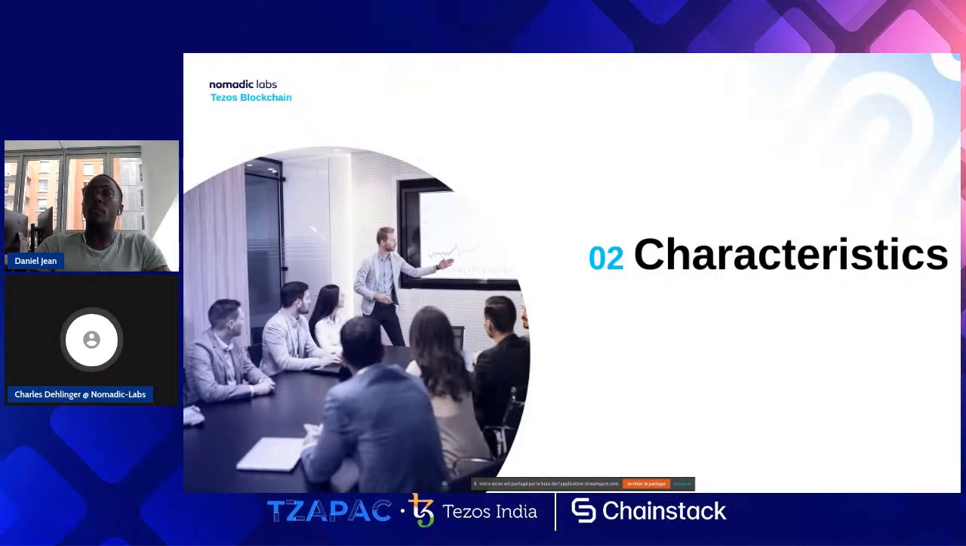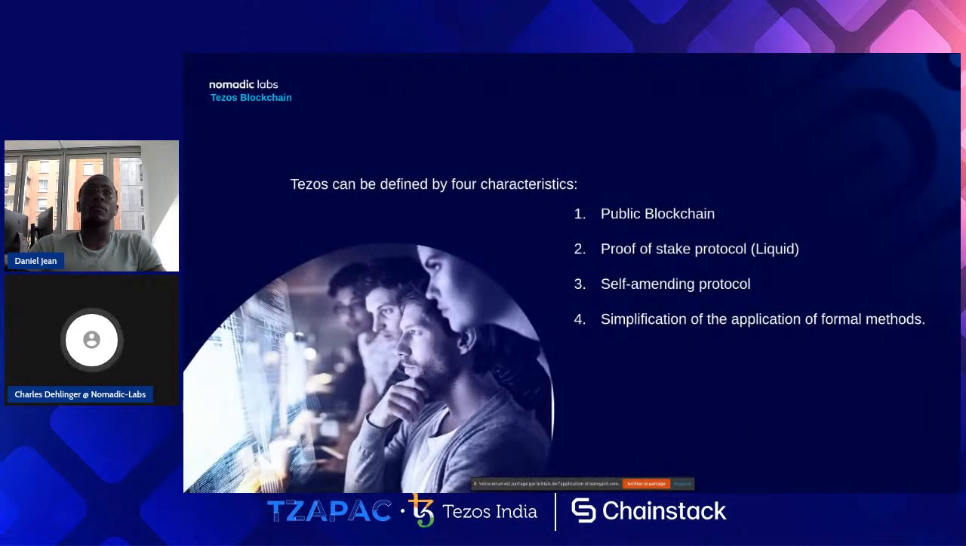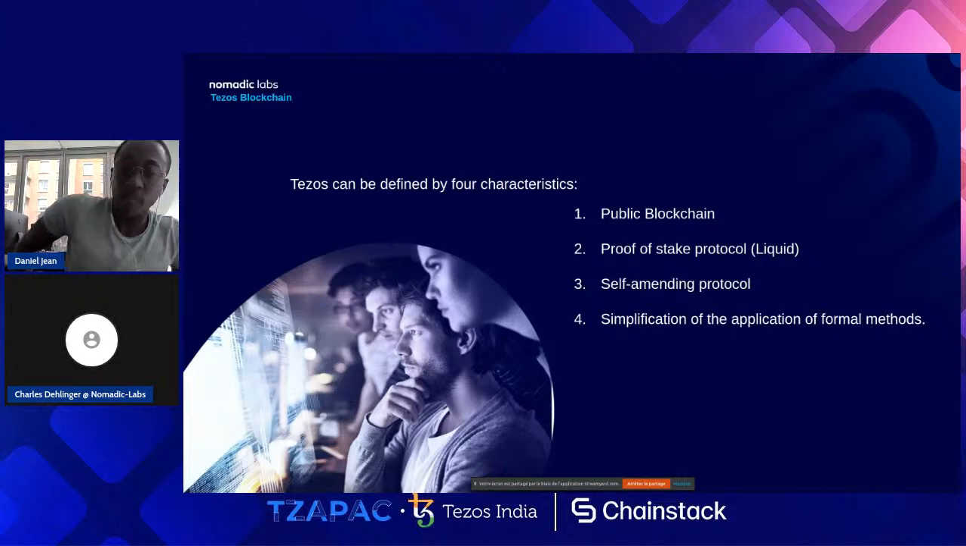We will now see how Tezos works and how it differs from other blockchains. Tezos is a public and self-amending blockchain with a liquid proof-of-stake protocol. Public blockchain signifies that anyone can interact with Tezos and no central control is applied. The liquid proof-of-stake protocol is a protocol where participation is proportional to the number of tokens owned rather than the computing power, like in proof of work. This allows stable earnings and a low carbon footprint.